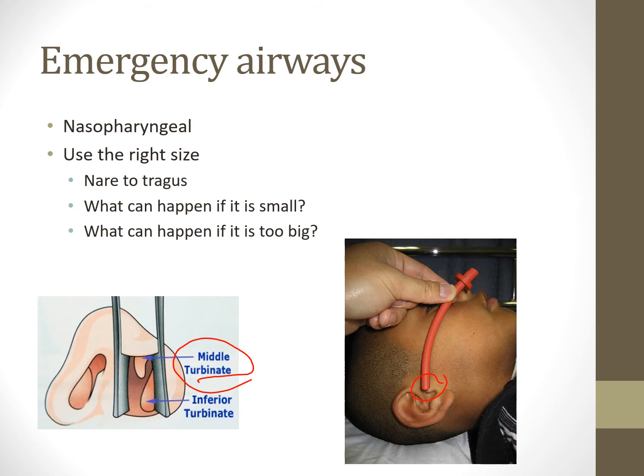Don't use one that's too long because it can curl up into the oropharynx. It can block the airway, right? It can go too far and actually block the airway. You don't want to use one that's too short because then it's not going to keep the tongue off the back part of the oropharynx. So it's important that you use the right size. And now you know how to use the right size. So nair to tragus. If it's too small, it's not going to be effective because the tongue's still going to fall in the back of the airway. If it's too big, it can actually block the airway and cause trouble that way too.